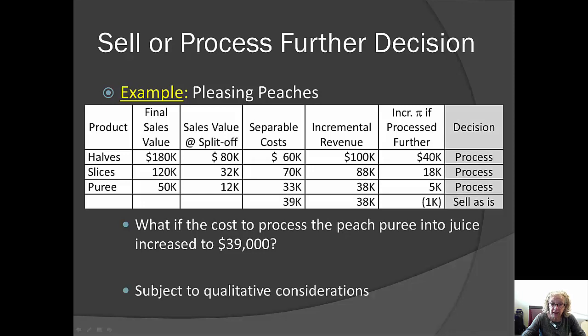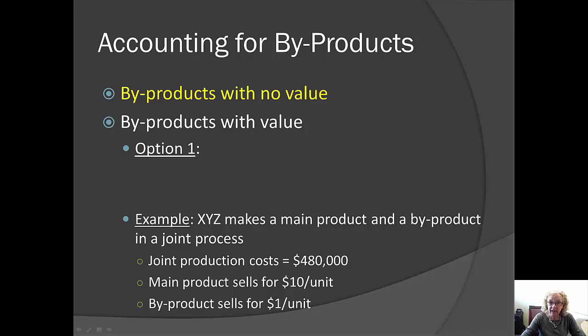Always, for these decisions, subject to qualitative consideration. So, for example, if it turns out that our peach juice and our peach pies sell better when we also market our peach juice, we might decide to turn the peach puree into peach juice, knowing that it's going to cost us an extra $1,000, but believing that we will more than make that up in increased sales of our other products.